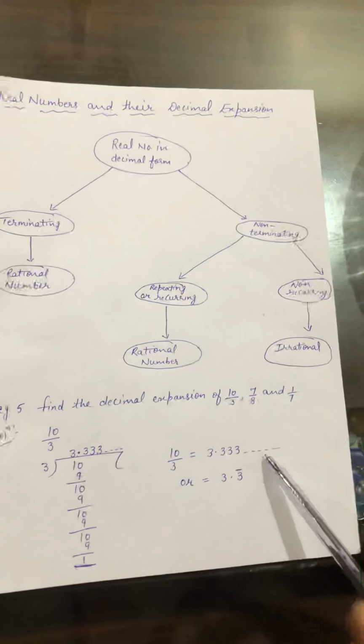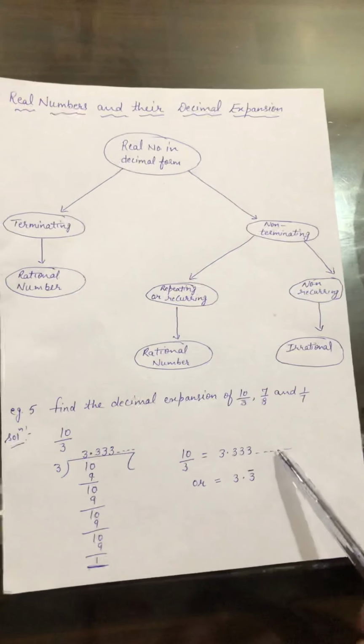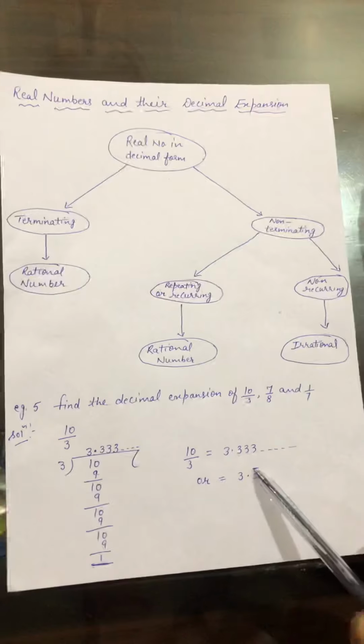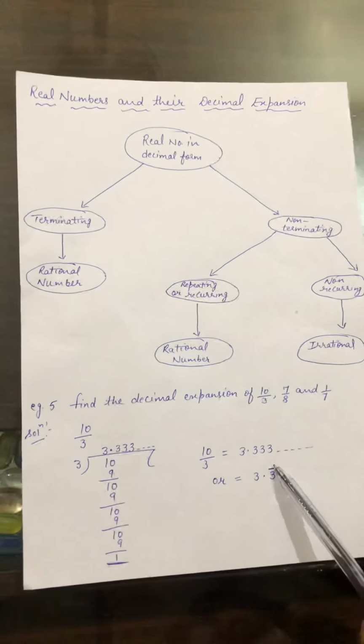It means this 3 is coming a number of times. The number which is repeating, we put a bar on that number. So 10 by 3 can be written as 3.3 bar.